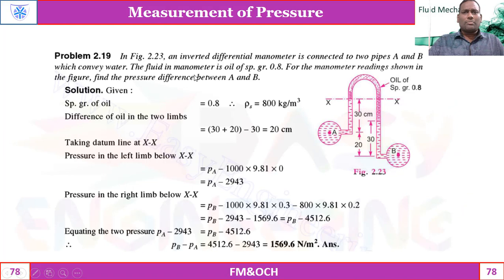Now the same thing with an example is shown here, where the specific gravity is given, and the difference of oil in the two limbs is given like this. The pressure in the left limb is nothing but PA minus 1000 into 9.81 into h1. The pressure in the right limb below is PB minus 1000 into 9.81 into h2 minus 800 into 9.81 into h. So equating this is the answer.